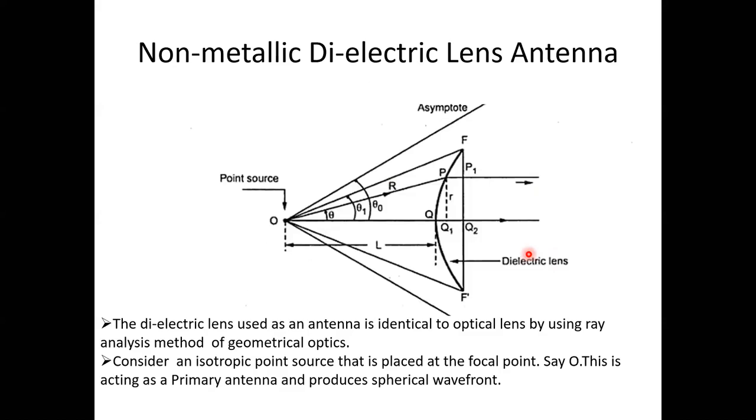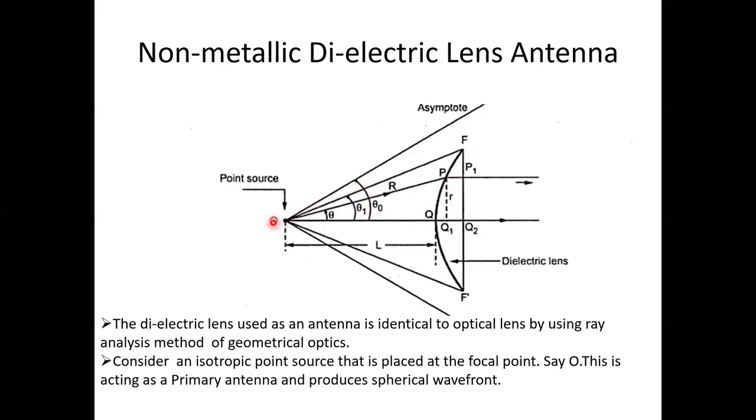Now here we have to consider Fermat's principle, which is also known as the principle of equality of path length. That is, in order for the lens antenna to convert the spherical wavefront to a plane wavefront, all the paths from the point source to the lens must have the same electrical length.